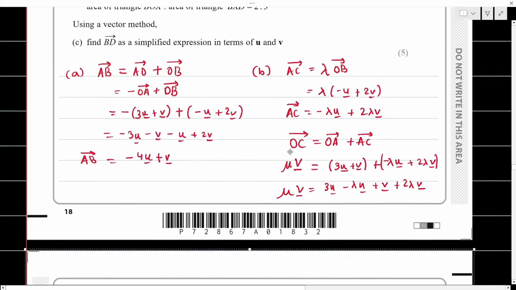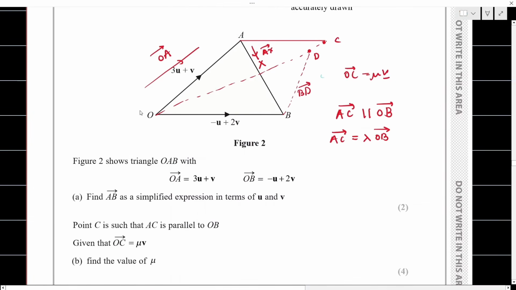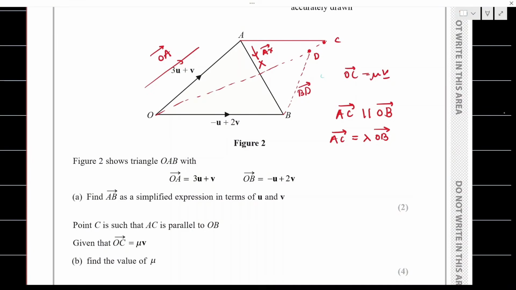So for part C, we read that lines OC and AB intersect at point X. So lines OC and AB, they intersect at point X, which I've marked here. The lines AB and OC, they intersect at point X.